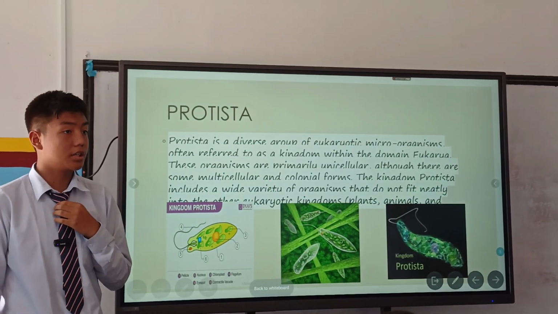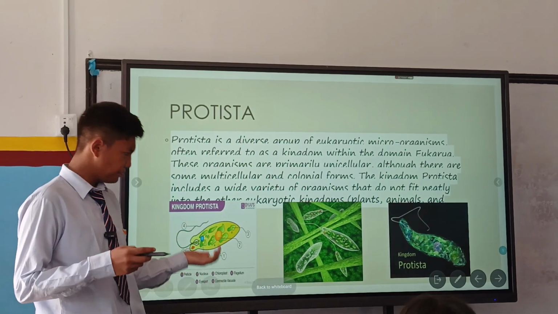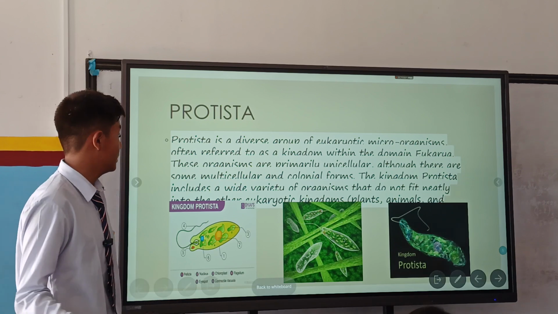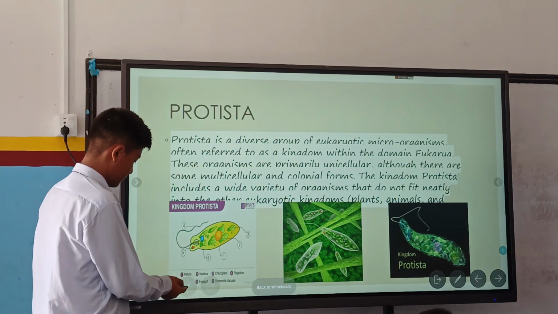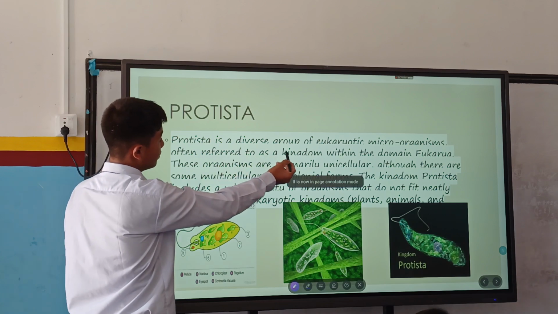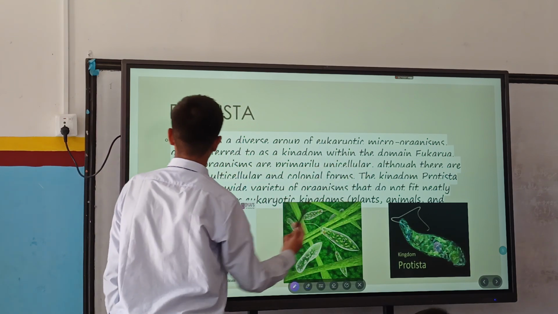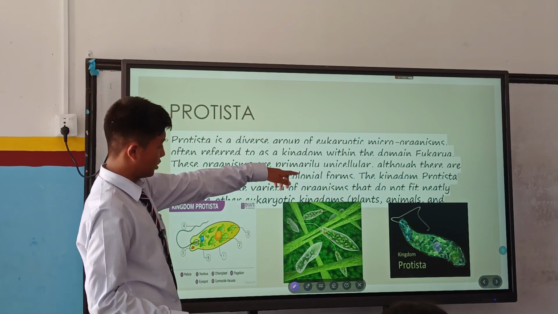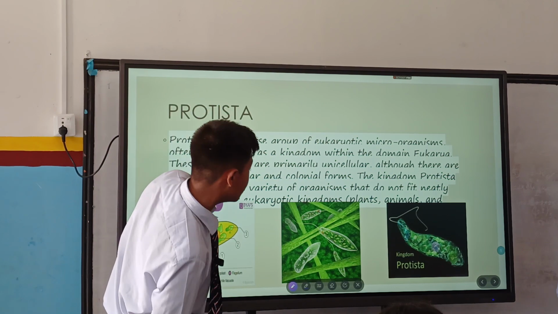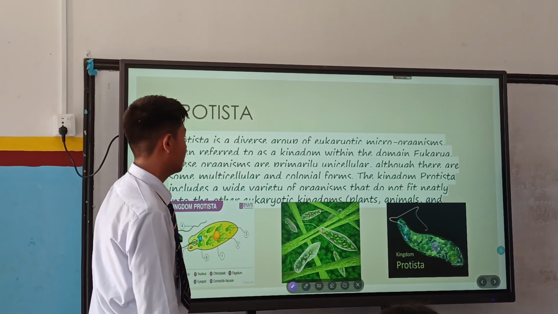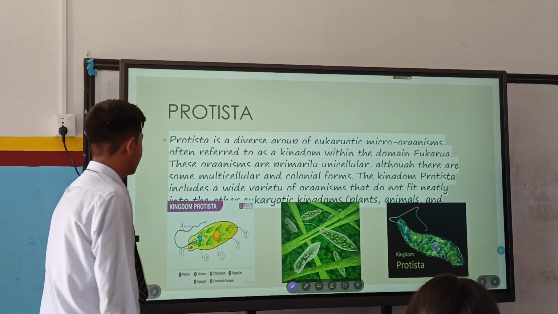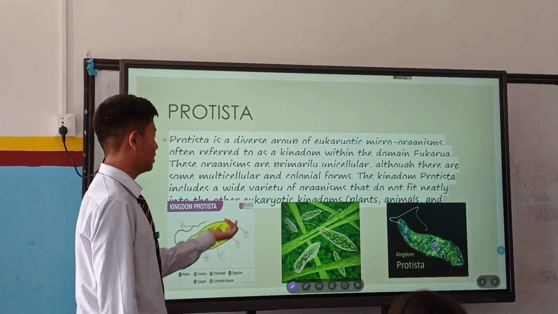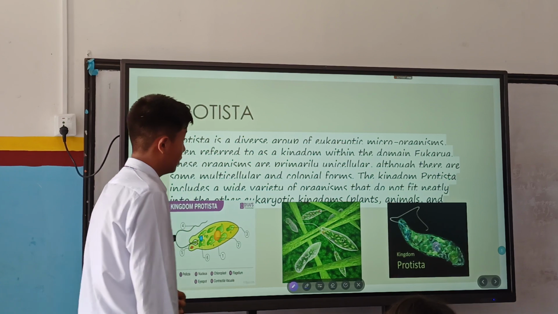Protista are microorganisms which cannot be seen through our normal eyes. Protista is a diverse group of eukaryotic microorganisms. Their nucleus is well developed, and Protista is often referred to as a kingdom within the domain Eukarya. These organisms are primarily unicellular, although there are some multicellular and colonial forms.